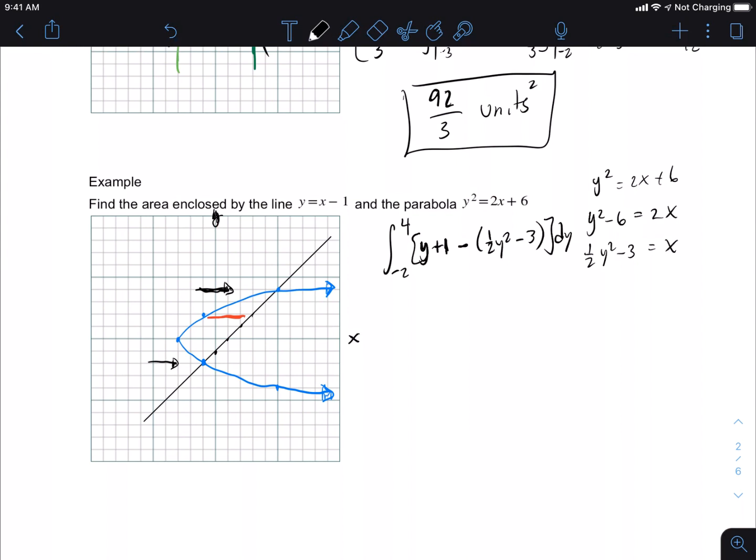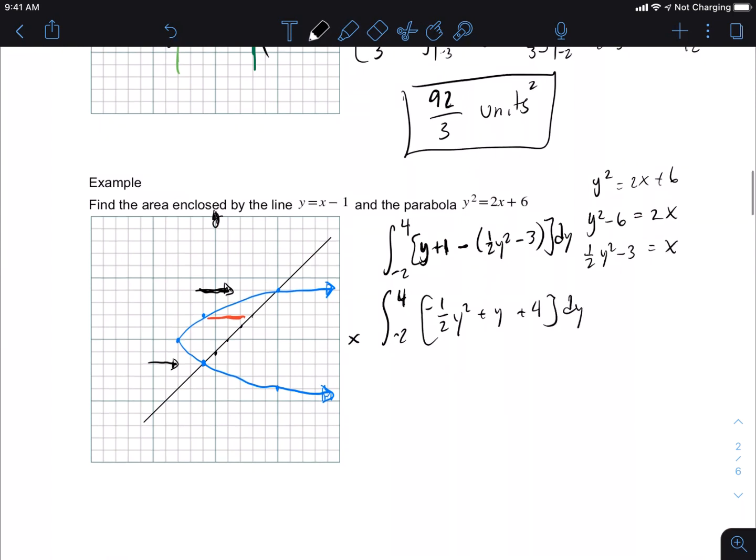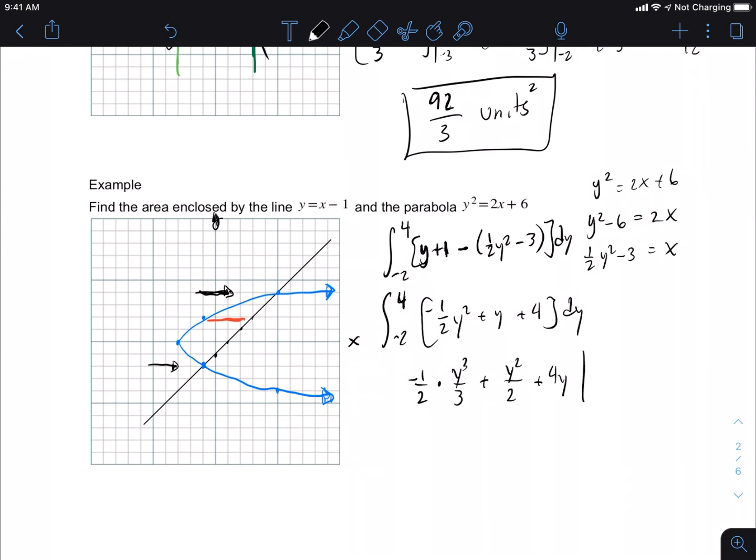Okay, so now from here, we can do this, right? No problem. So let's combine things so it looks pretty first. I'm going to get a negative 1/2 y squared plus y plus 4 dy. Agreed? Okay. And now we can take the integral of this. Ain't no thing. 1/2 times y cubed over 3 plus y squared over 2 plus 4y, that whole thing evaluated from negative 2 to 4.